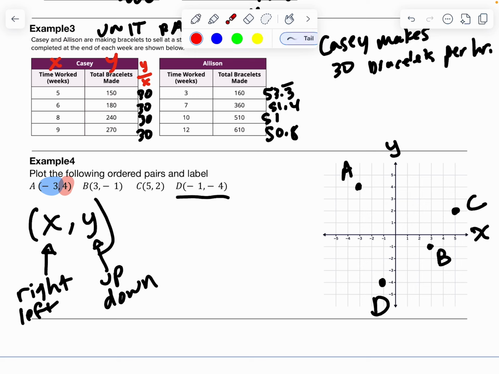So I must go 1 to the left and 4 down. This number right here says left 1, down 4. This here says right 5, up 2. You're just going to have to remember this and learn.